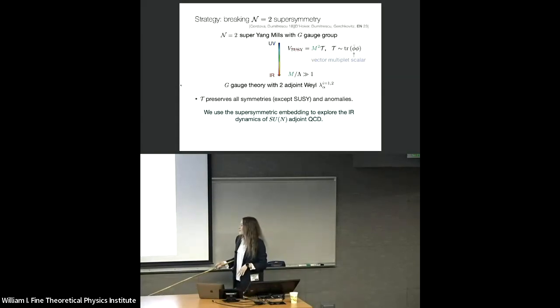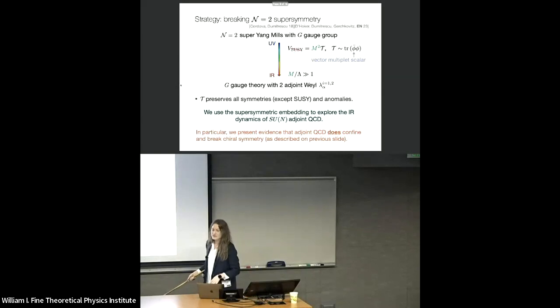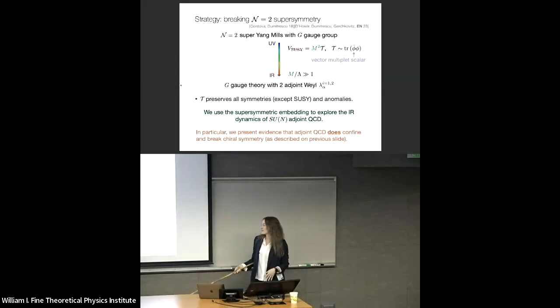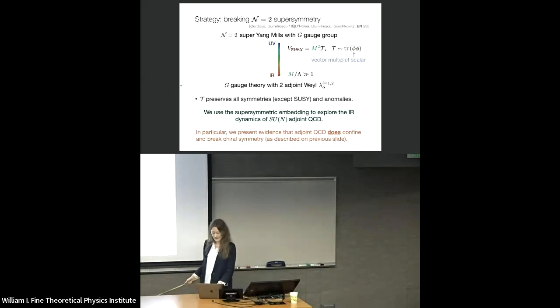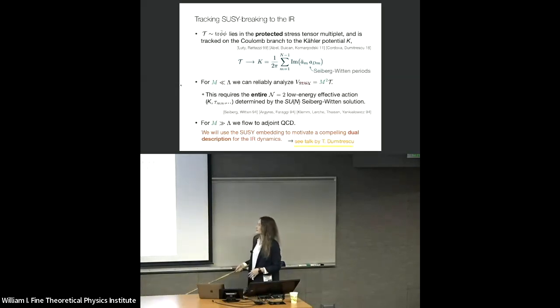And so now we want to use this supersymmetric embedding to explore the dynamics of SU(N) adjoint QCD. And in particular, the punchline is that we're going to present evidence that adjoint QCD with NF equals 2 indeed does confine and break chiral symmetry as described on the previous slide. So that's kind of the punchline, and we'll describe how we get there. Okay, so some important comments are in order.